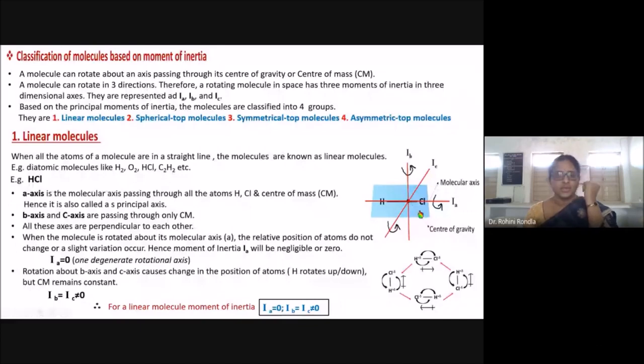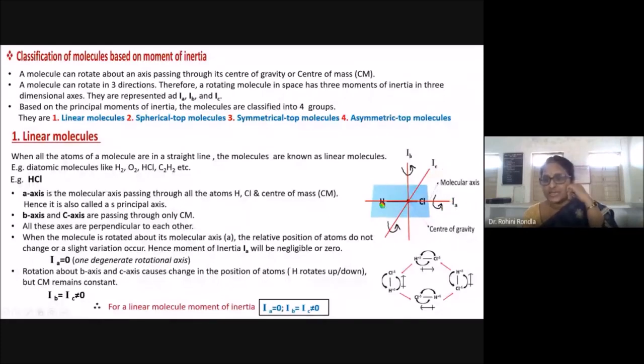A molecule can rotate in 3 directions. Suppose X, Y, Z. So if you are rotating along the x-axis, the molecule will try to resist that force. What is moment of inertia? The resistance strength of a body to resist the motion against the applied force is called moment of inertia. So if you want to rotate a molecule along the x-axis or A-axis, it tries to resist.